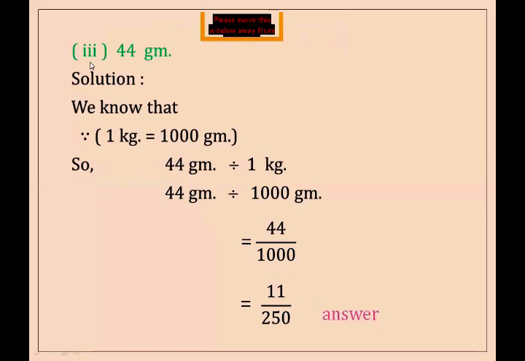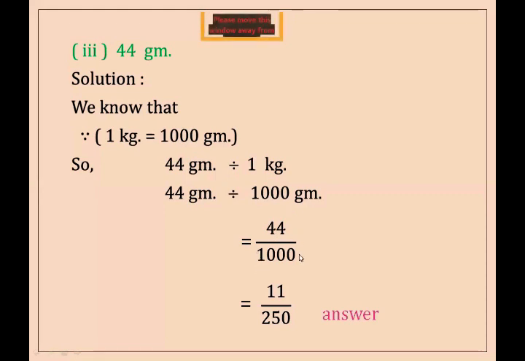There is a third part from the same question, 44 grams. Solution start here. We know that 1 kg is equal to 1000 grams. 44 grams is divided by 1 kg, so 44 grams is divided by 1000 grams. We convert this 1 kg into grams. Here we write this division in fraction form. 44 is divided by 1000 here.